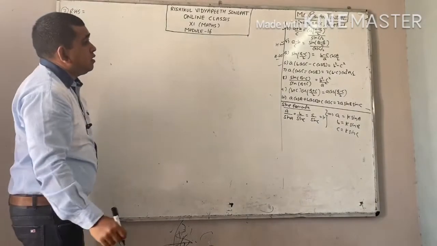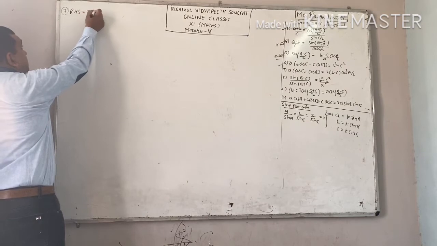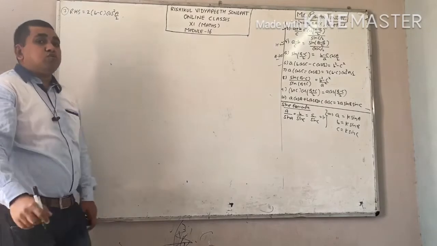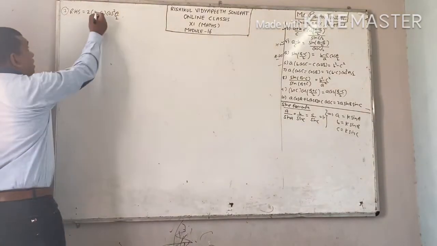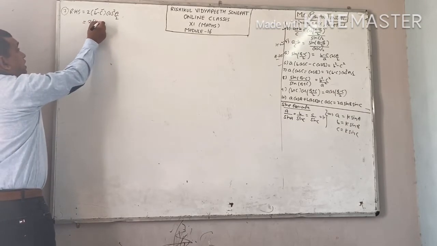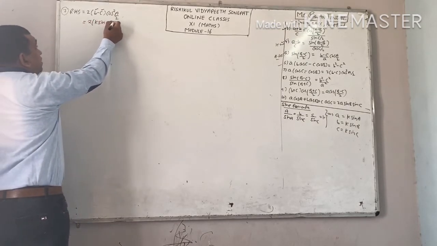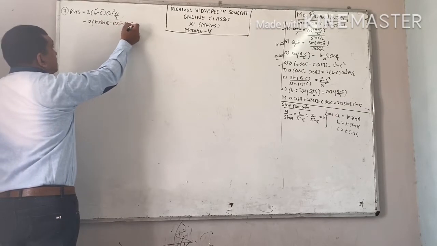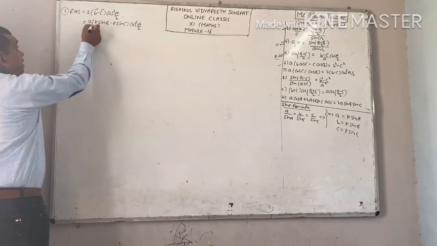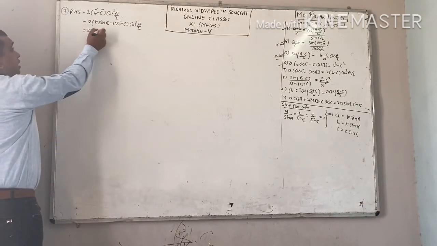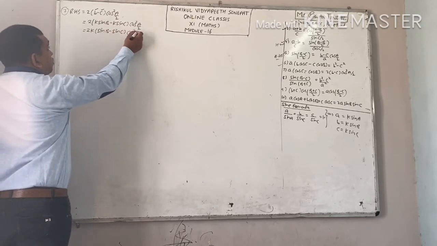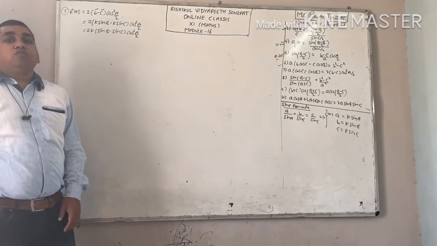Twice (b minus c) into cos square A by 2. Apply the sine formula here. We know the value of b: b equals k sin B and c equals k sin C. Now this k is common. Take k as common. This is your 2k (sin B minus sin C) into cos square A by 2.